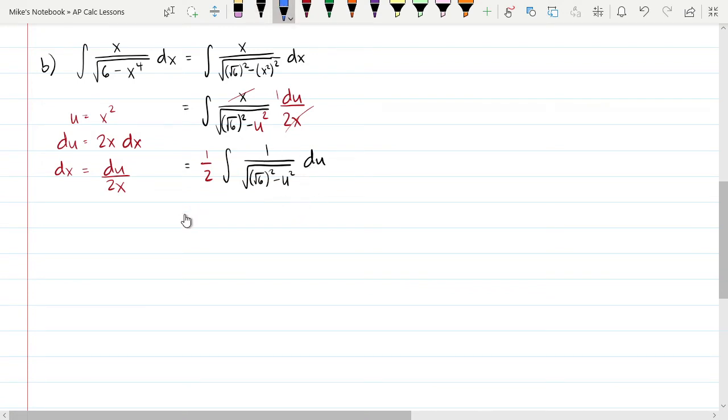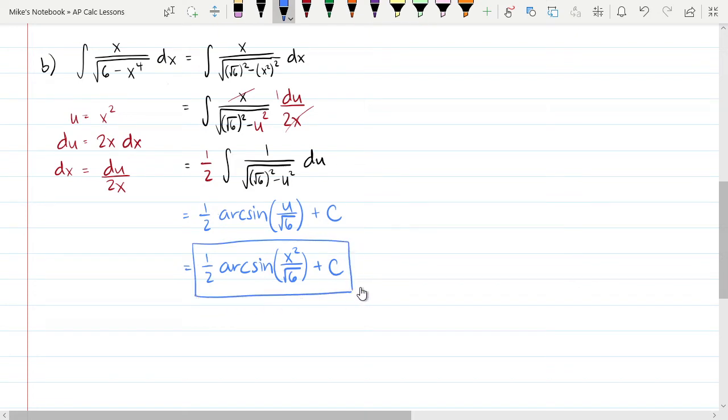So finally, this becomes 1/2 times the arcsine. I'm just going to switch up the notation here for practice. The arcsine of u over the square root of 6. Do not worry about rationalizing that. It's a waste of your time. So just leave it with a root 6 in the denominator here. But we are going to have to replace that u back. So we get finally 1/2 times the arcsine of x squared over the square root of 6 plus c. All right, so that's a couple of examples involving arcsine.